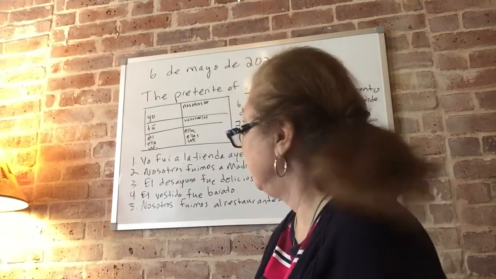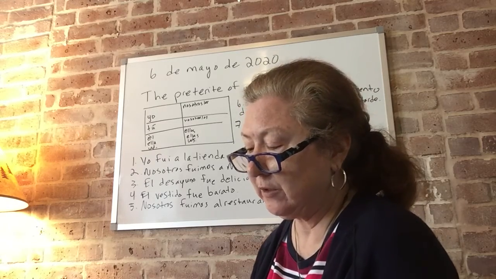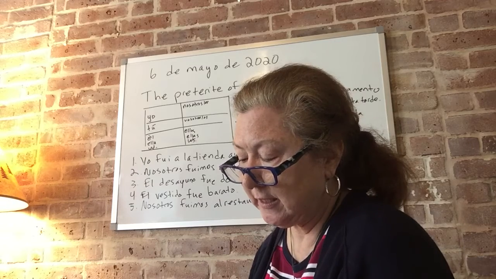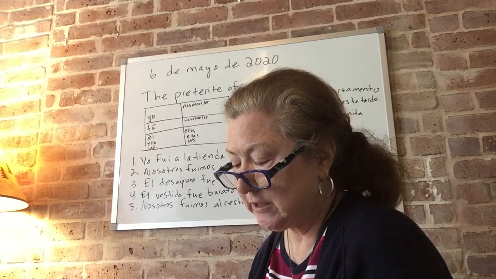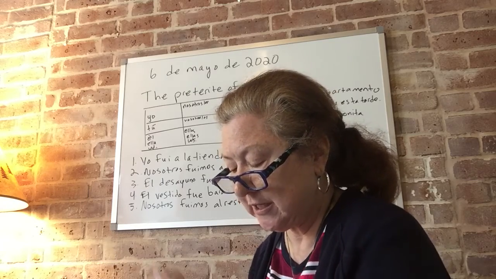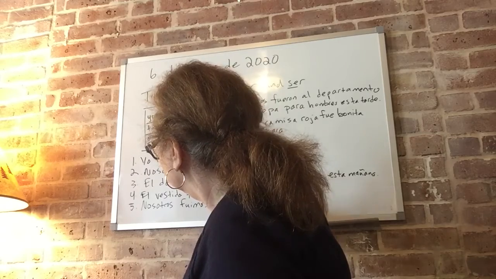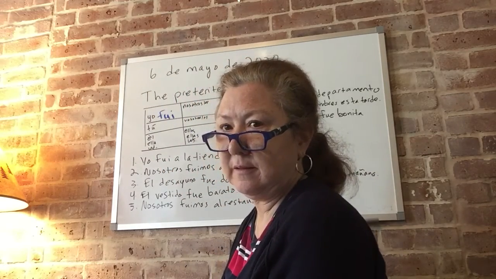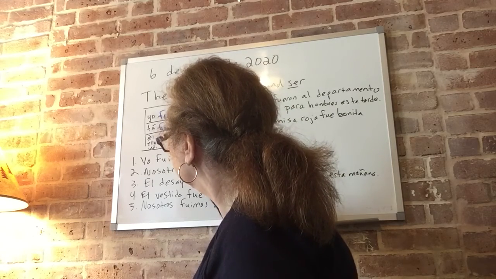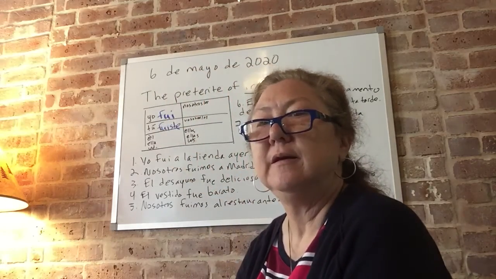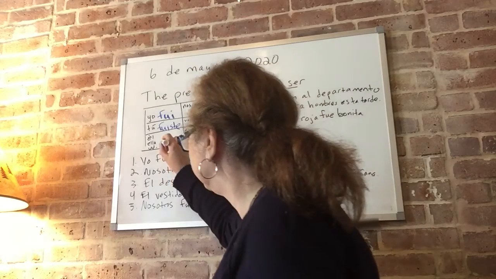Okay, so we're going to do a conjugation of the preterite of ir and ser. So the preterite tense of ir and ser. In the preterite, ir and ser have the exact same conjugation. You know which one is being used by context. You can conjugate them here. So yo would be fui. Tú would be fuiste. Él, ella, usted would be fue.